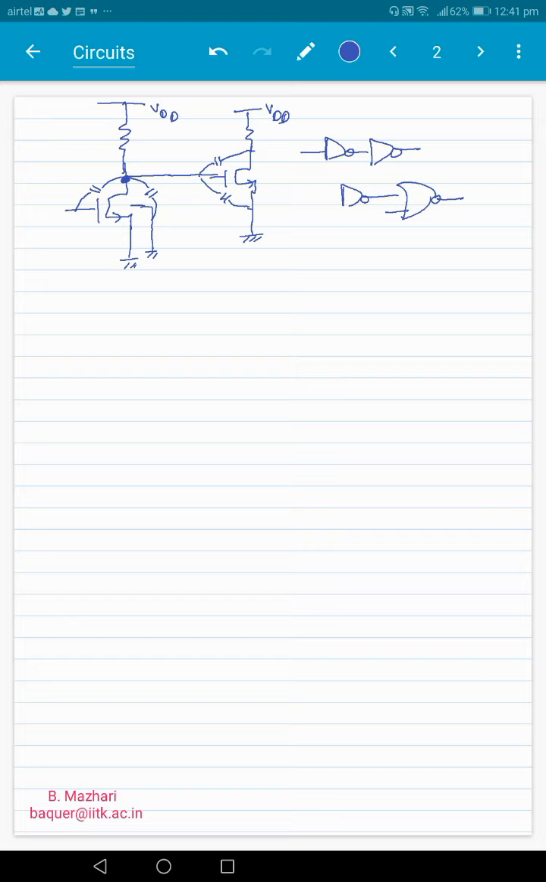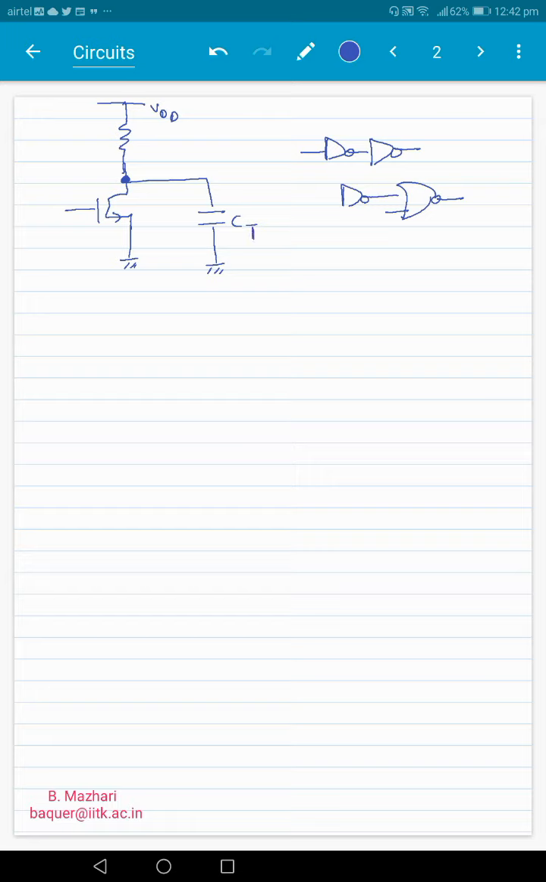So just to simplify, I'm going to remove all of this, and to make the circuit more realistic, we'll say that there is a net capacitance connected at this particular node, some C total.